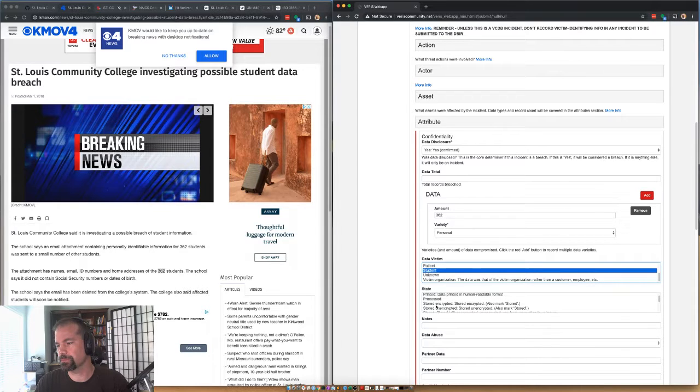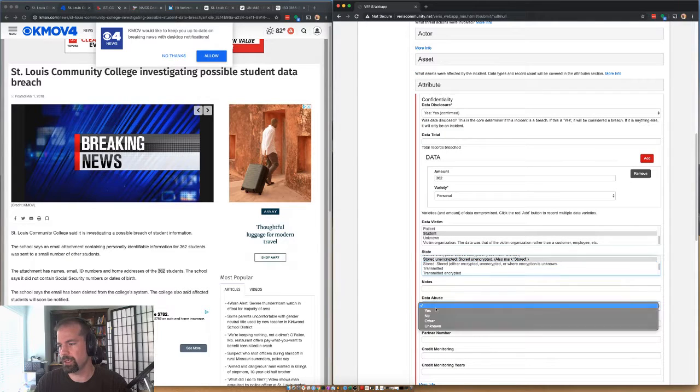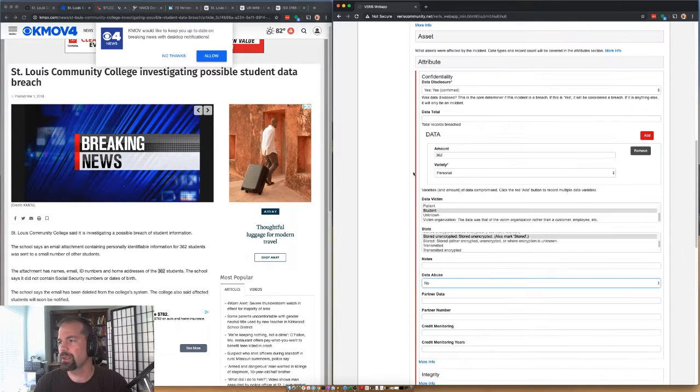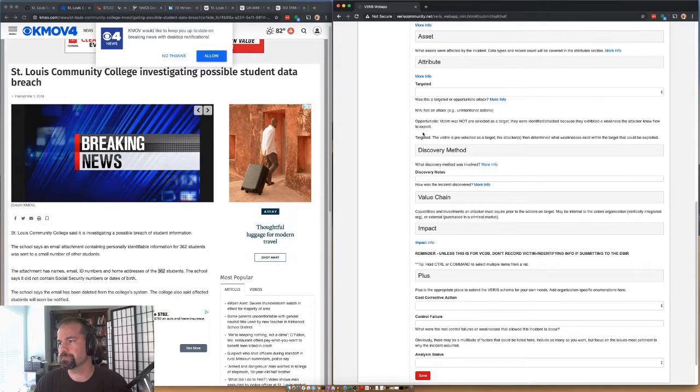State. It was unencrypted. Yeah, stored. It wasn't really captured in transit, so stored unencrypted. Data abuse. No. They just sent it. Targeted, not applicable because it's an error.